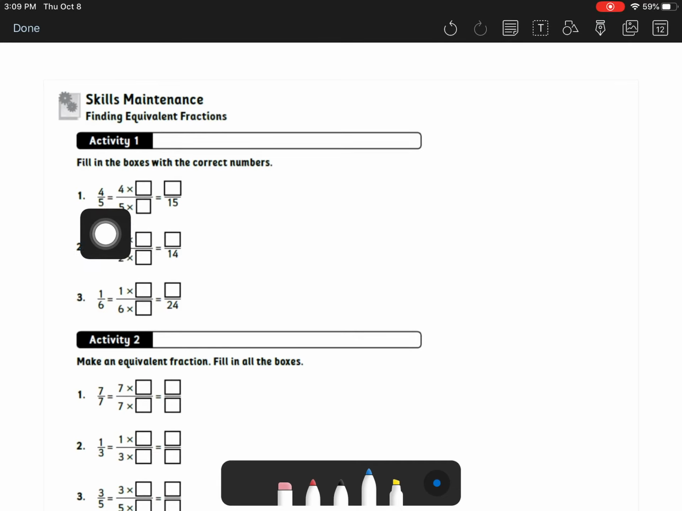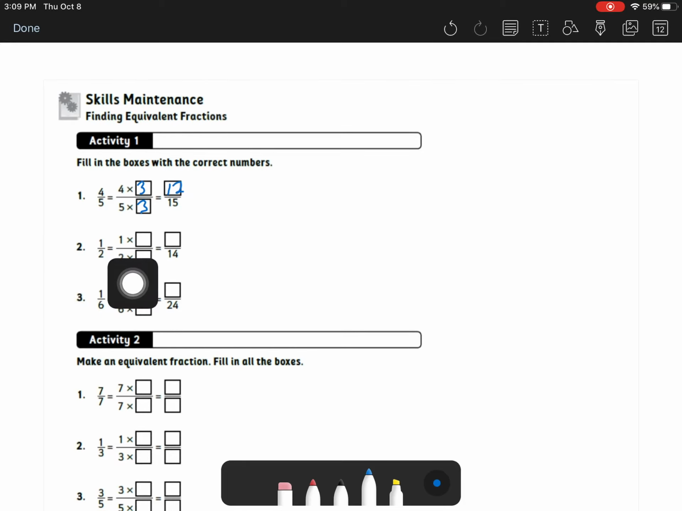So the first thing we say is, well, the bottom, which is a 5, what do I multiply that 5 times to make it 15? The answer to that is 3. And so therefore we have to multiply the numerator by 3 as well. So 4 times 3 would be 12. So 12/15 is equivalent to 4/5.